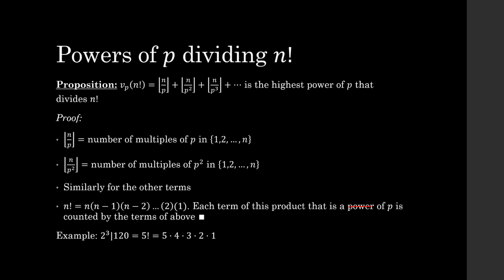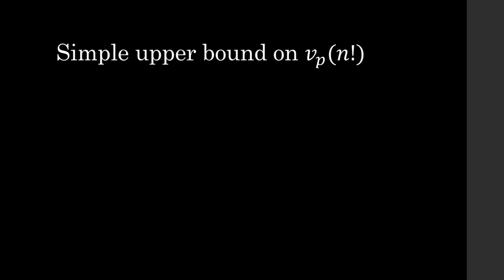And so that's how this series is to be interpreted. For example, again, 1 to 120, I know that 2 cubed divides 120, and 120 is actually 5 factorial, which is 5 times 4 times 3 times 2 times 1. And so this first term here is going to count 2, and it's also going to count 4, right? And then the second term here is going to count 4 a second time. And so we're going to have 1 plus 1 plus 1, and it's going to give us 3, and so we'll have 2 to the 3.